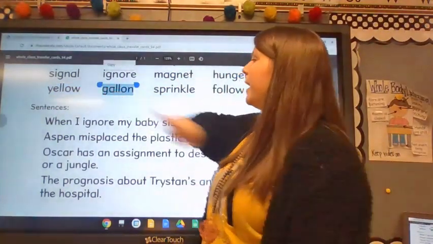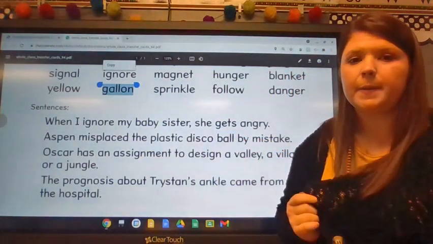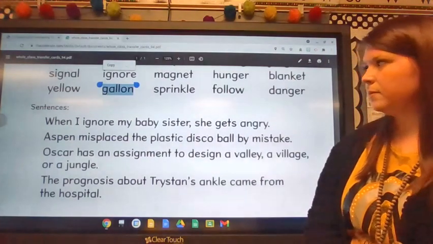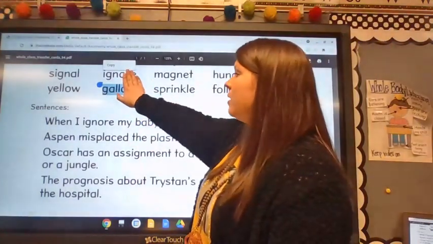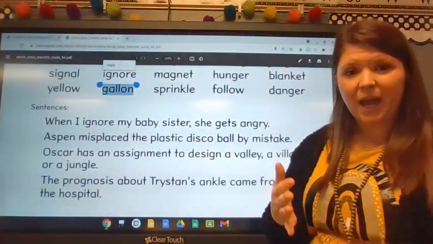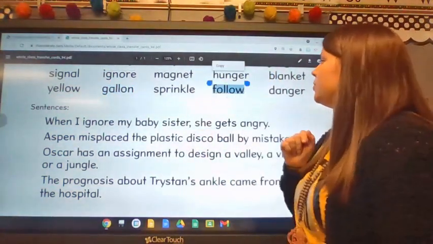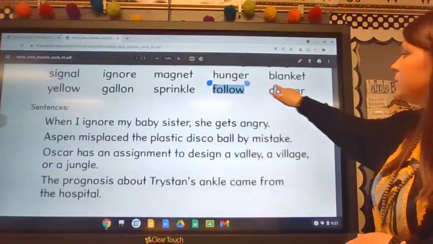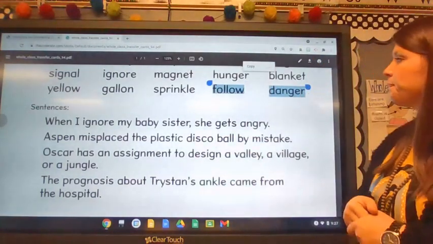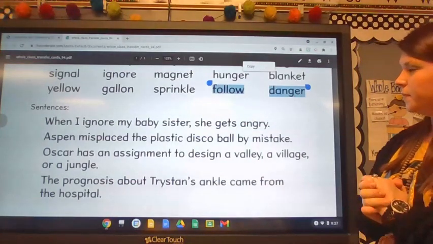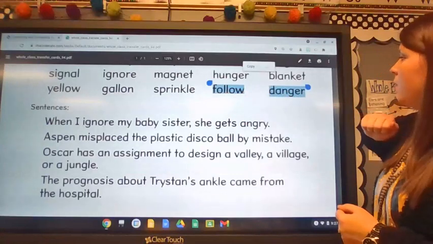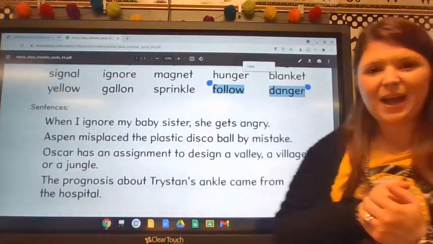All right, now I want to see if you can read this word. All right, our first syllable is gallon, gallon. Great job, guys. All right, now I want you to read these last two words. When you're done, I want you to give me a thumbs up. All right, let's read the words. Ready? Read. Follow, danger. Great job, guys.